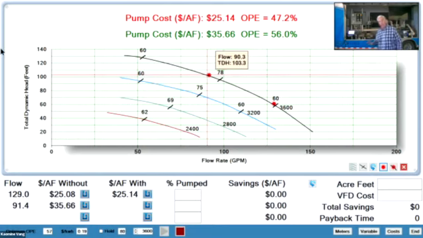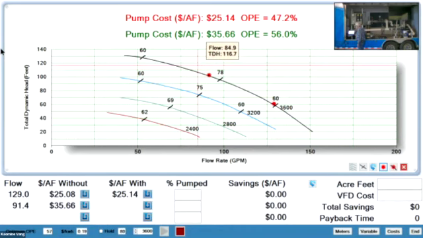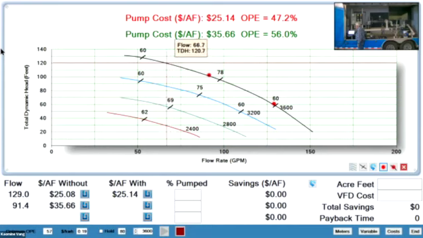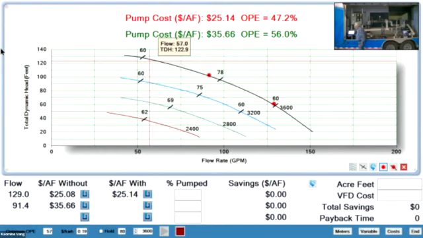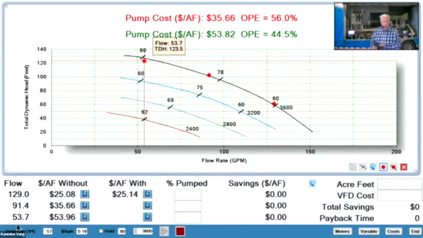Let's do our third example of a flow rate. We'll give it about 55 gallons per minute or so. Its numbers are bouncing around, but that's pretty close. I'm going to set that point. All right, and it's costing us $54 an acre foot. That's because of all this extra pressure. I'm going to mark that spot too. So there's our 3 points we need to create the flow rates we need: 129, 91.4, and 53.7.